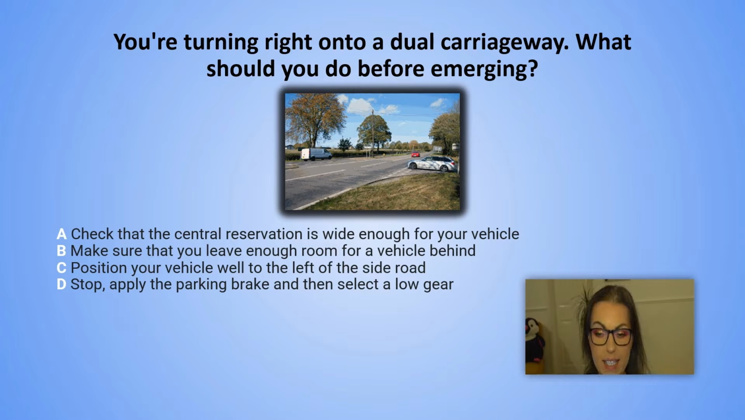So let's get started. You are turning right onto a dual carriageway. What should you do before emerging? A. Check that the central reservation is wide enough for your vehicle. B. Make sure that you leave enough room for a vehicle behind. C. Position your vehicle well to the left of the side road. D. Stop, apply the parking brake and then select a low gear.